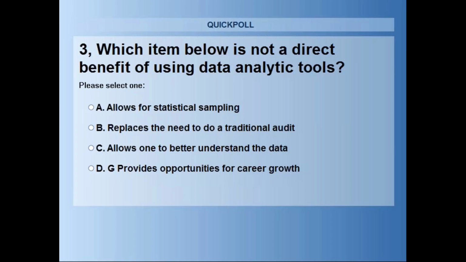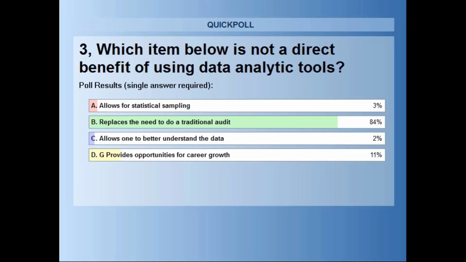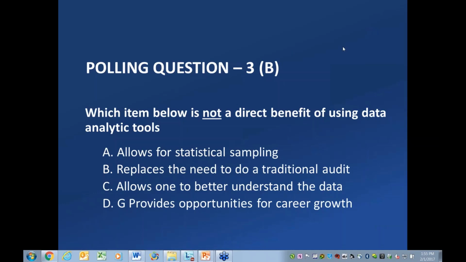Okay, let me go ahead and close the poll. We've got 95% that have voted, and we'll go over the results. Let's share the results. It looks like 84% said that replacing the need to do a traditional audit is not a direct benefit of using data analytic tools. That's correct. It's a supplement to doing a traditional audit. It really does not replace the need to do a traditional audit. So that is the correct answer. Good. Let's hide that.